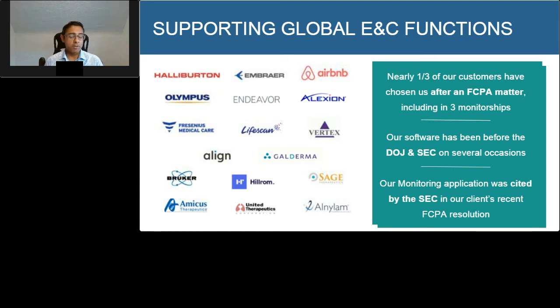And our monitoring solution, our data analytics solution, which we'll spend a lot of time today talking about, was specifically cited by the SEC in Alexion's 2020 FCPA resolution, which was a real nice call out that we got as a result of the help we provided Alexion navigating their data analytics journey and automation journey.